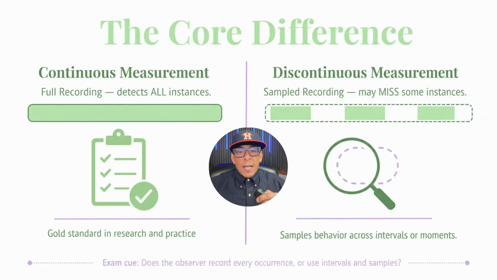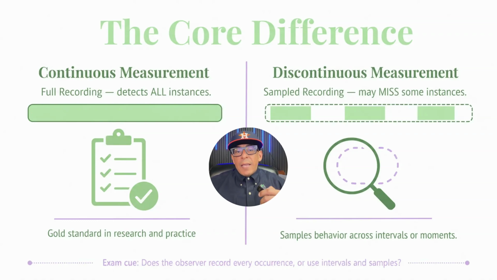Continuous measurement detects all instances of the target behavior during the observation period. Discontinuous measurement is any form of measurement in which some instances of the response class of interest may not be detected. In plain language, continuous measurement tries to capture every occurrence during the observation period. Discontinuous measurement samples behavior so it may miss some behavior that actually happened.